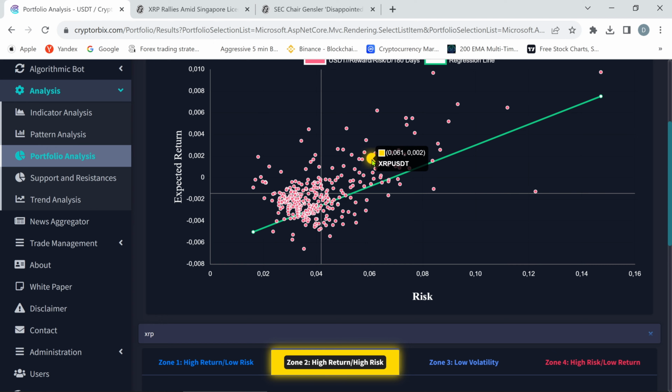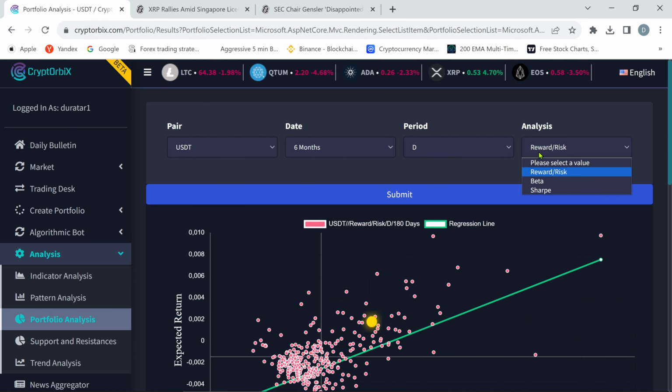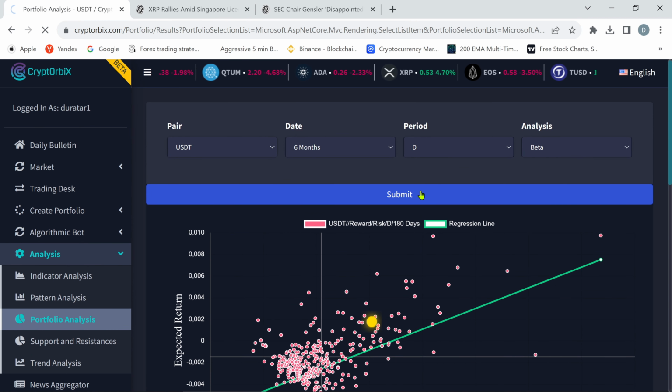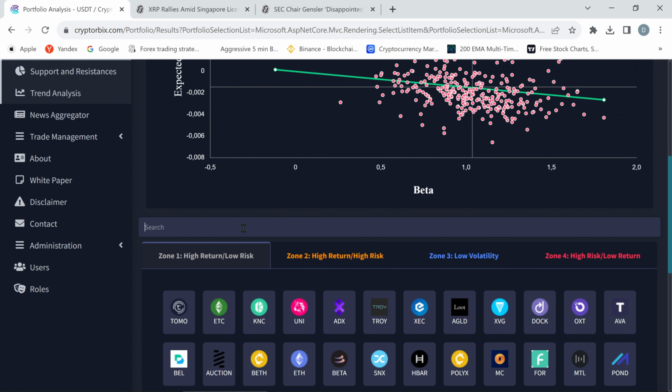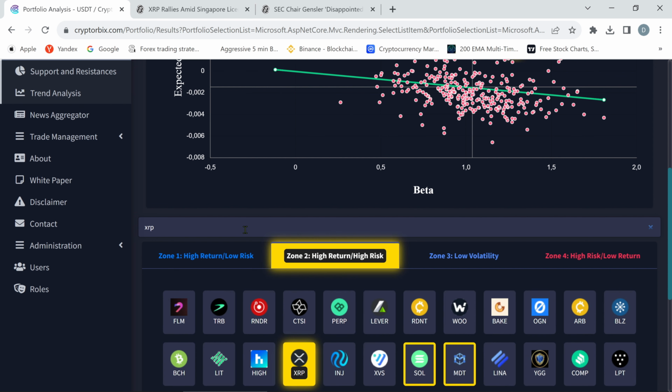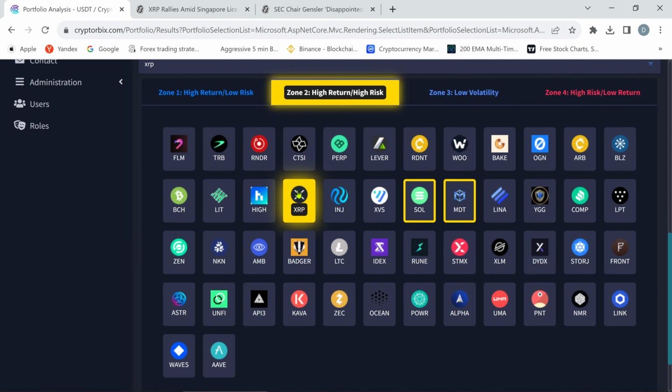Now, let's look at the beta analysis. The beta coefficient is a ratio that measures the investment asset's position relative to the market. In the beta analysis, we also see that it falls into the high-return low-risk category.